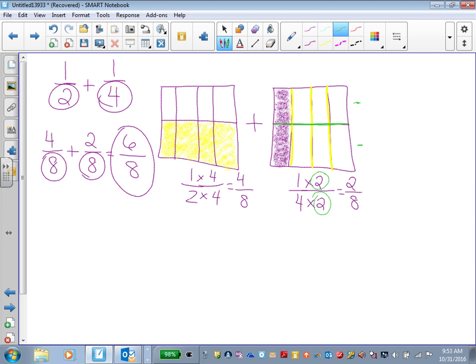Yeah? Okay. So on this box, I started off with a horizontal line, and I came in and I added 1, 2, 3, 4 vertical sections. Does that answer your question? Okay. All right. Cameron.